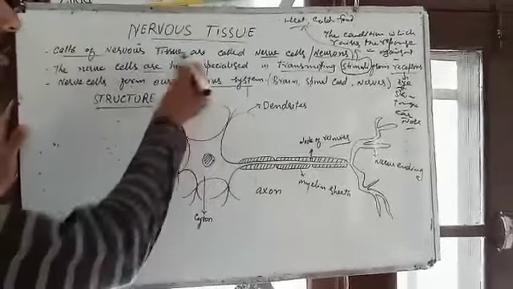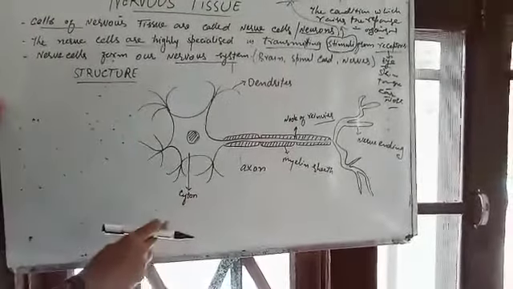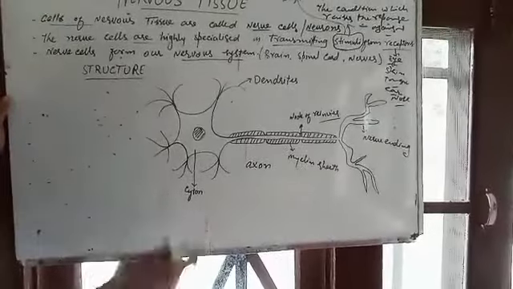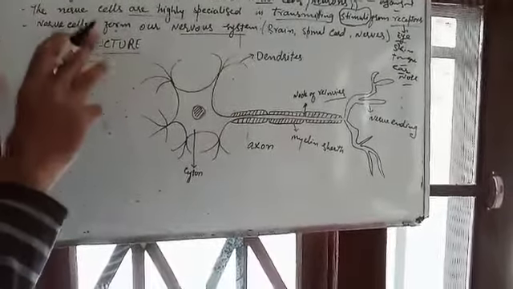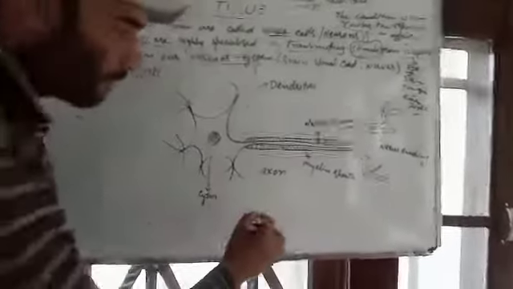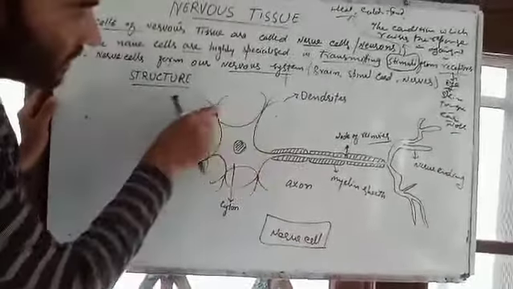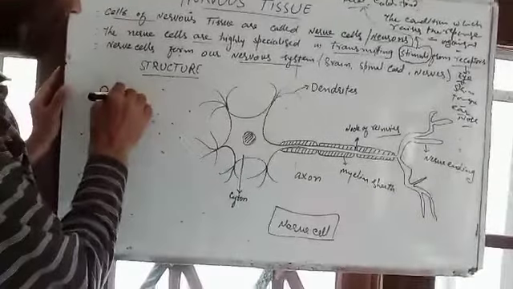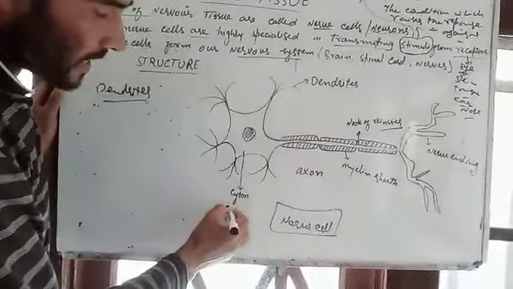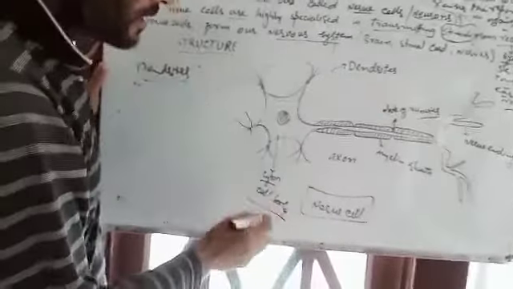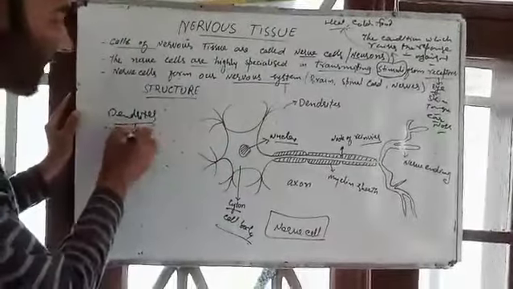Now, what is the structure of the nerve cell, or neuron? It is a very important point from the examination point of view. This is the structure of the nerve cell. It is a branched, elongated nerve cell. There are different parts in the nerve cell. This is a single nerve cell. Number one, these are the dendrites. Then it is the cyton, or you can say cell body, and it is the nucleus.